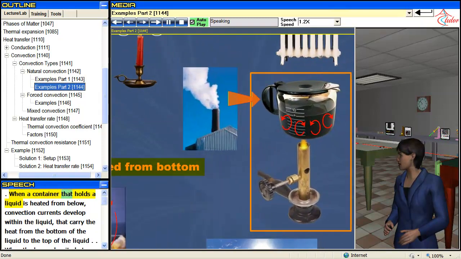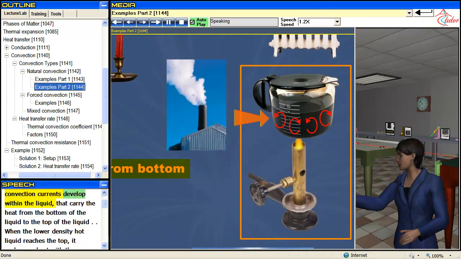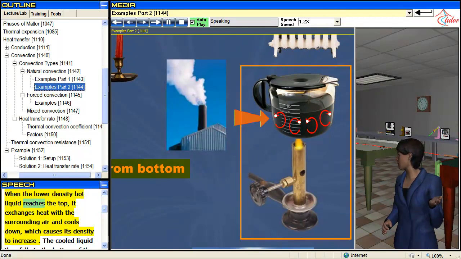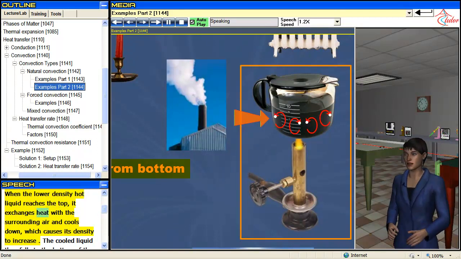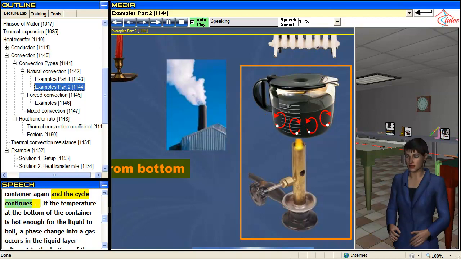When a container that holds a liquid is heated from below, convection currents develop within the liquid that carry the heat from the bottom of the liquid to the top of the liquid. When the lower density hot liquid reaches the top, it exchanges heat with the surrounding air and cools down, which causes its density to increase. The cooled liquid then falls to the bottom of the container again, and the cycle continues.